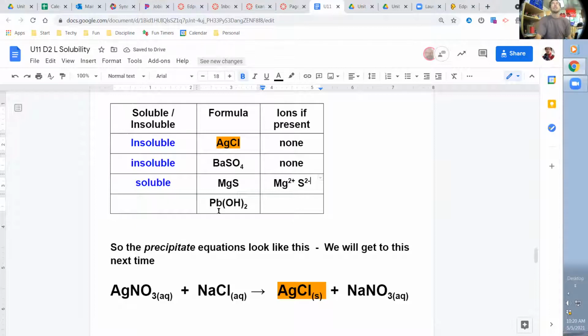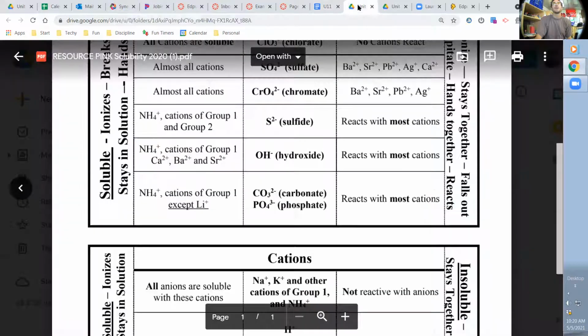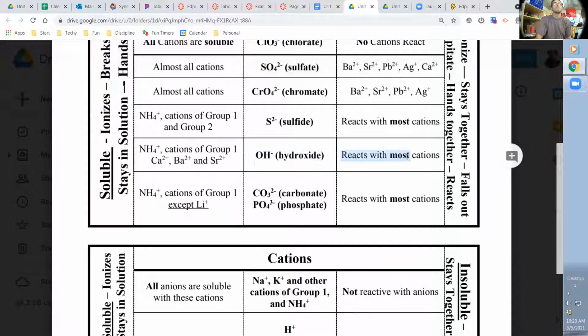Last problem is lead hydroxide. So what we need to do is look at hydroxide on the solubility chart first. So there's hydroxide on the solubility chart. It says it reacts with most cations. So let's figure out which ones hydroxide reacts with and is soluble with.